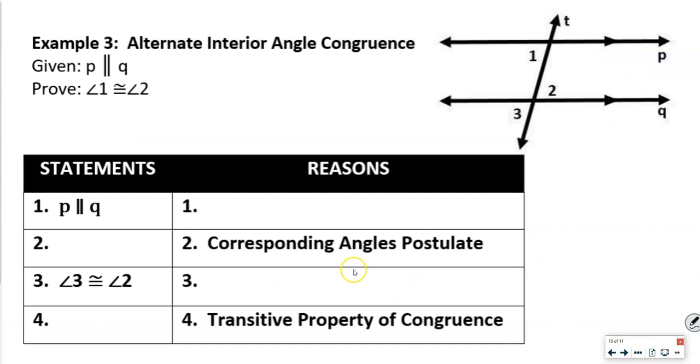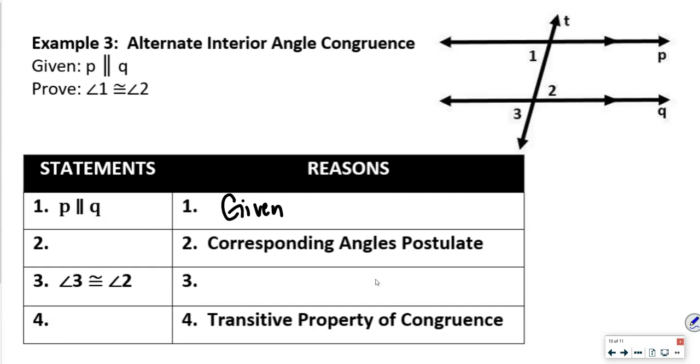Okay, on our next one here, it says alternate interior angles congruence. Here again, it tells us that P is congruent with Q. How do we know that? This was, again, given information, right? Now, what is it we're trying to prove? I need you guys to see this here.